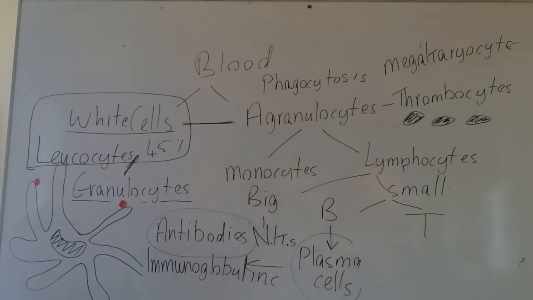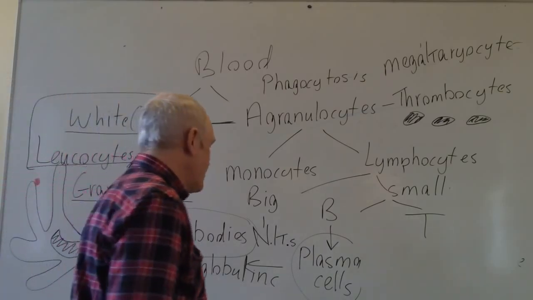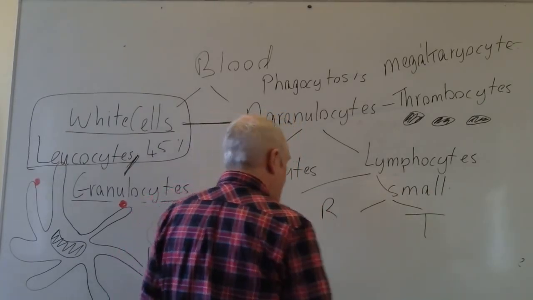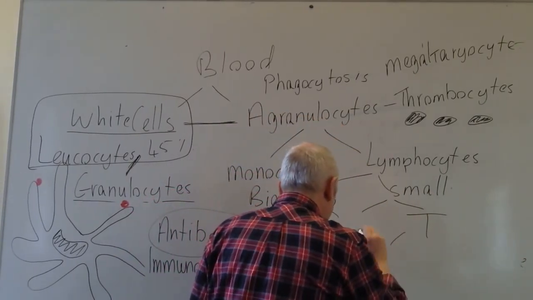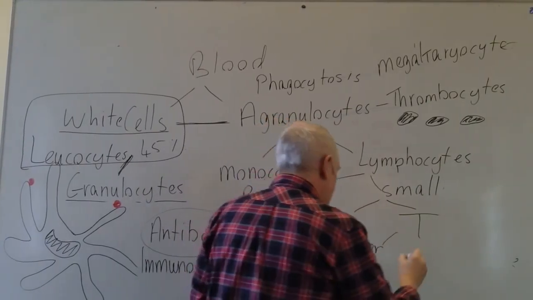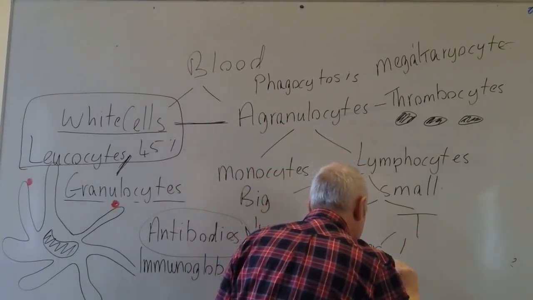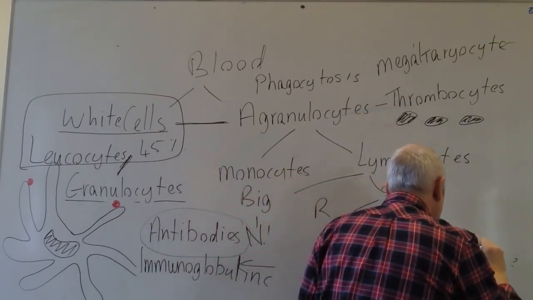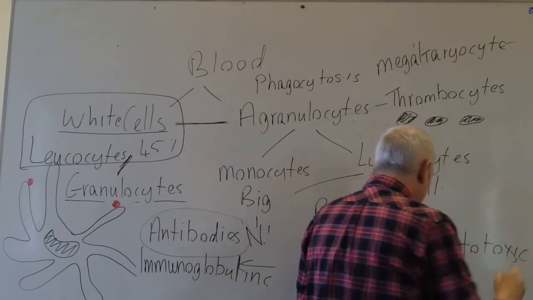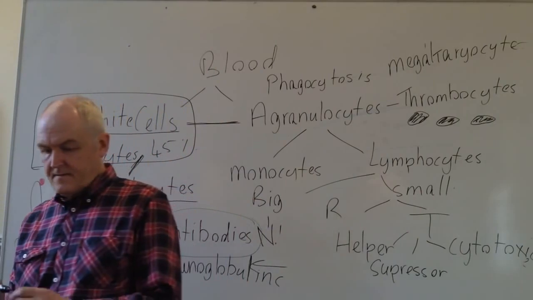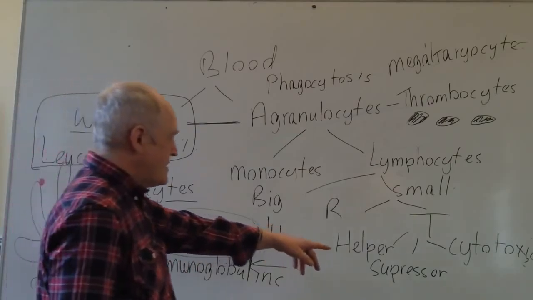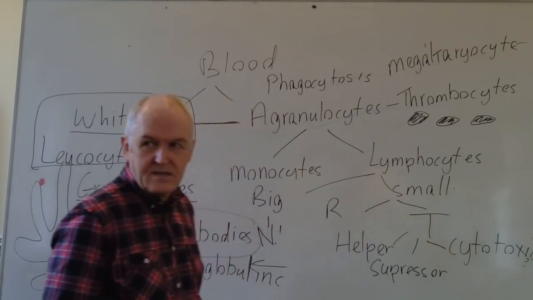Now the T lymphocytes are themselves subdivided. There's three types of T cell. There's T helper cells, T suppressor cells, and T cytotoxic cells. So T helper cells, T suppressor cells, T cytotoxic cells.